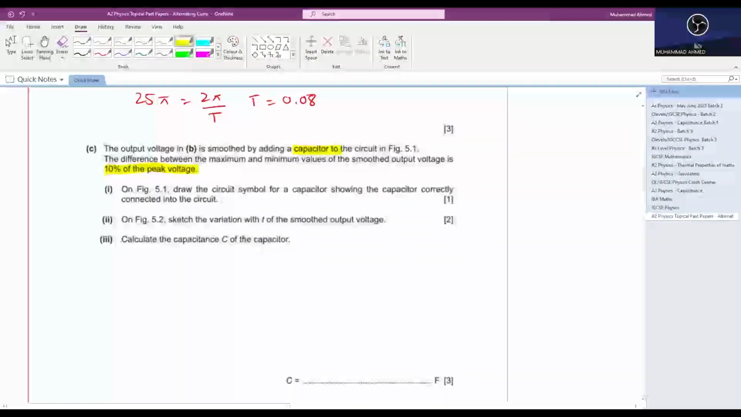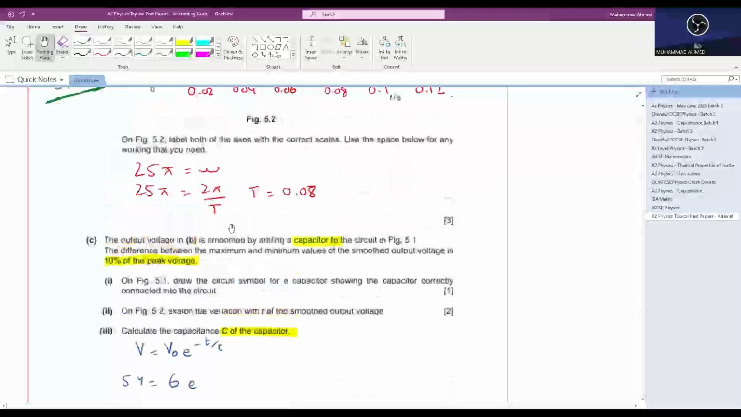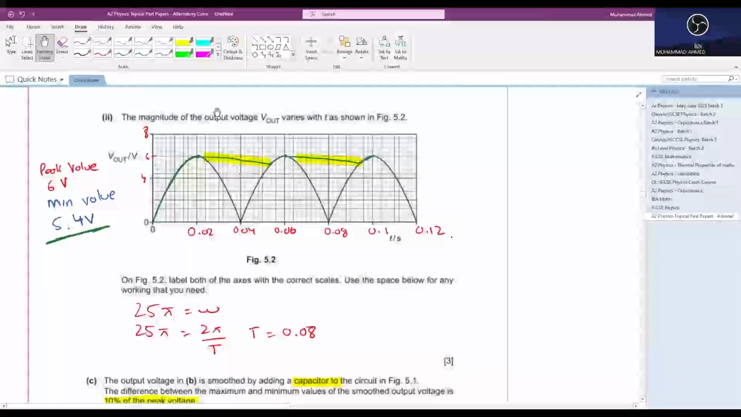Calculate the capacitance of the capacitor. Okay, that's very easy. What will we do? V is equals to V naught e to the power minus t over tau. So at the starting, your voltage was 6. After some amount of discharge, it became 5.4. What was the time taken to do this?